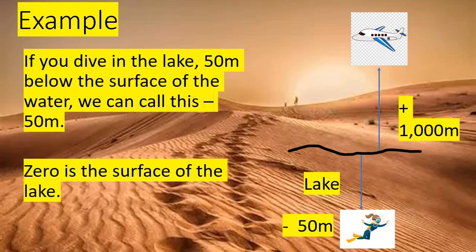If you dive in the lake 50 meters below the surface of the water, we can call this minus 50 meters. So 0 is the surface of the lake. You can see the picture there.